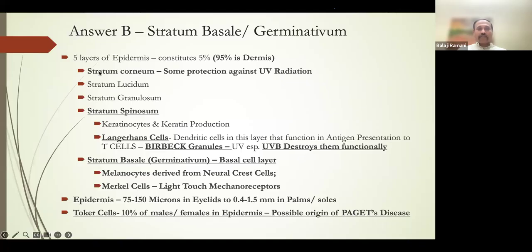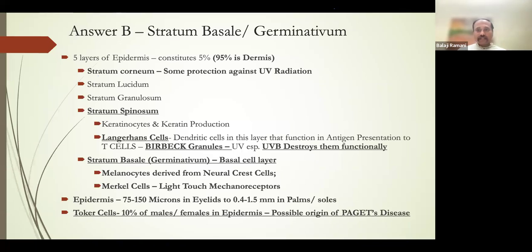So for the stratum corneum, the important point is that it protects against UV radiation. Then you have the stratum lucidum, also called the clear cell layer. Then the stratum granulosum, or granular cell layer. Then the stratum spinosum, which is significant because the keratinocytes give the appearance of the spiny cell layer, and it is involved in keratin production as well. You also have the Langerhans cells present here, which serve as antigen presenting cells, like the various antigen presenting cells in other areas of the body.